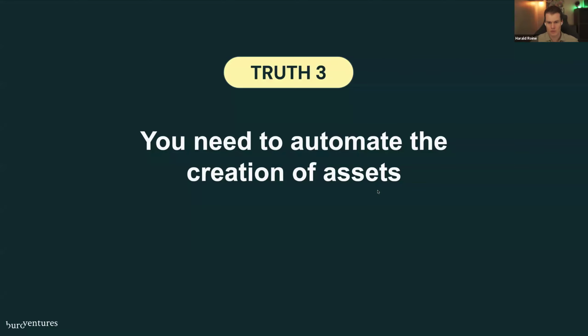Now, truth number 3 is a bit of an interesting one because you've now learned that you need something that runs by itself, and you also need your expertise to turn that into demand. And now the question is, what is it that you need to create? You need to automate the creation of assets. As Lindsay briefly mentioned, a lot of people are flooding the web with content. The question is, how do you create content that is not AI slop? And that is context, as we went into.